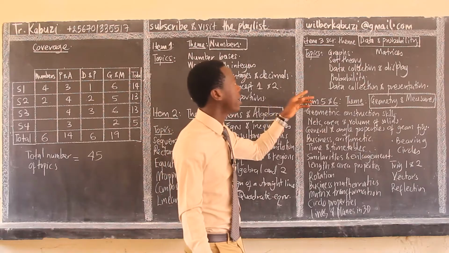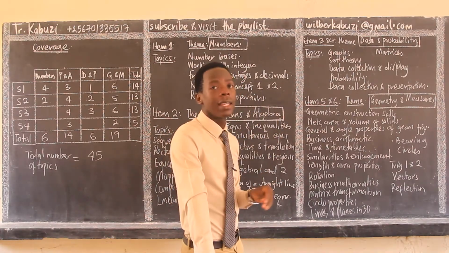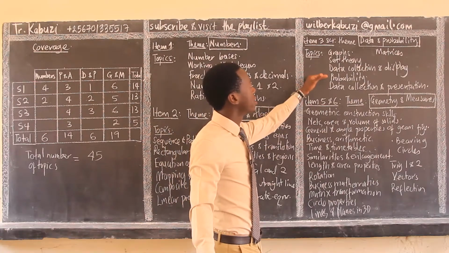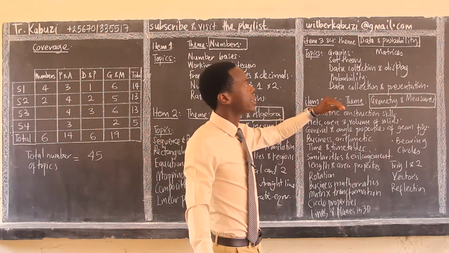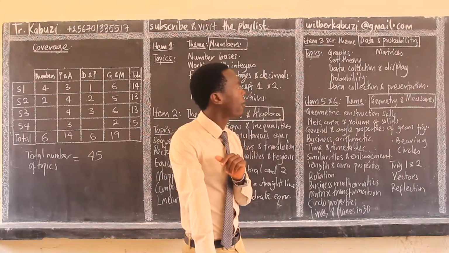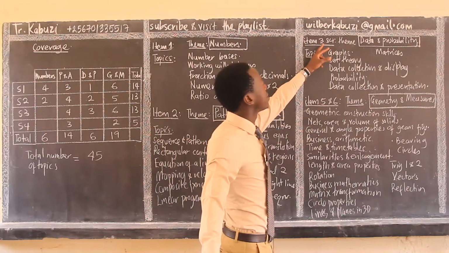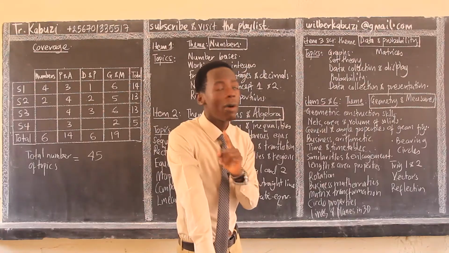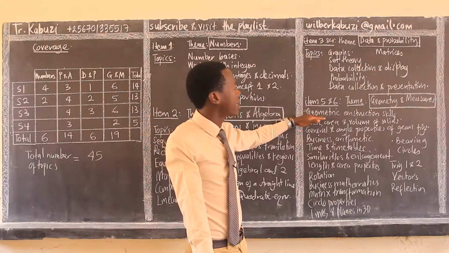Now when it comes to section B, we have 6 items in total, but the student has 2 compulsory. Then he has options in items 3 and 4, and also 5 and 6. Items 3 and 4 come from data and probability, where he is supposed to pick only 1. Either he does item 3 or item 4. Then also he takes 1 from items 5 and 6.